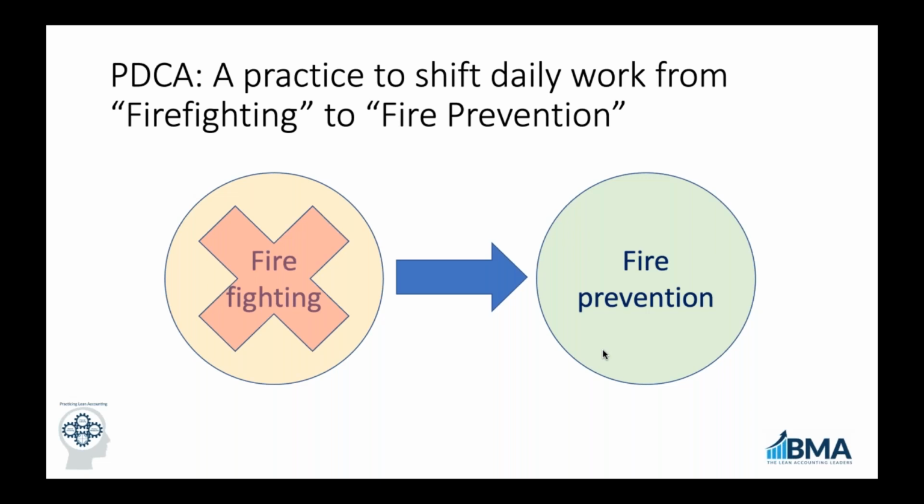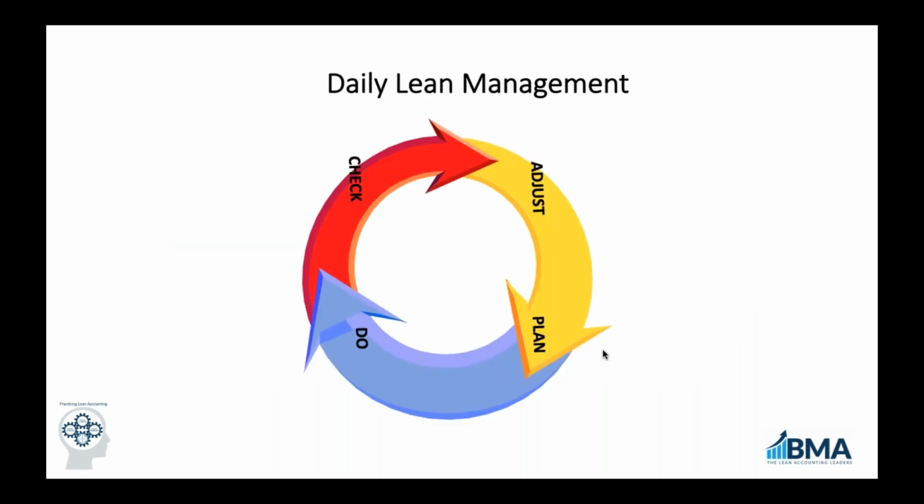But what we want to do with PDCA is move from firefighting to fire prevention. So it's not so much fixing the problem. What we want to do is learn how to make the necessary changes or improvements to maybe prevent the problem from occurring in the future. And so that's part of the PDCA daily lean management process.